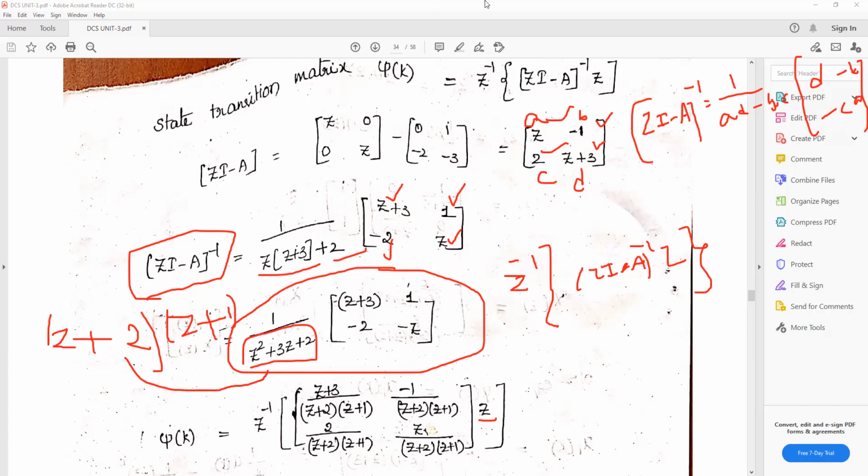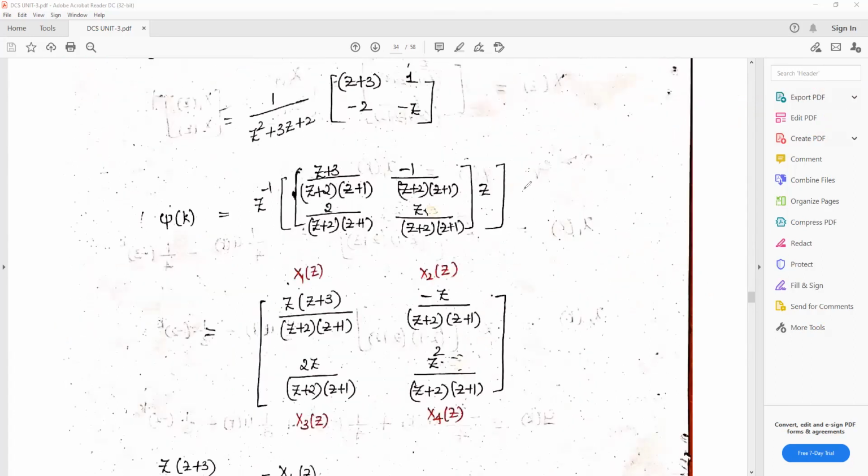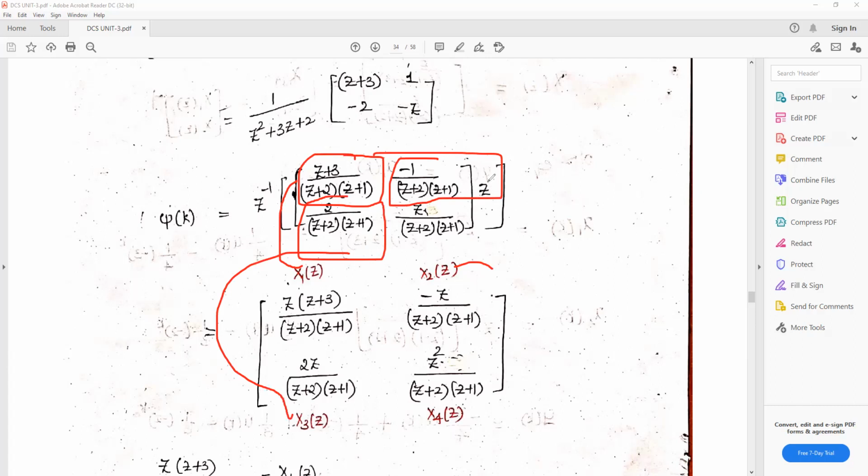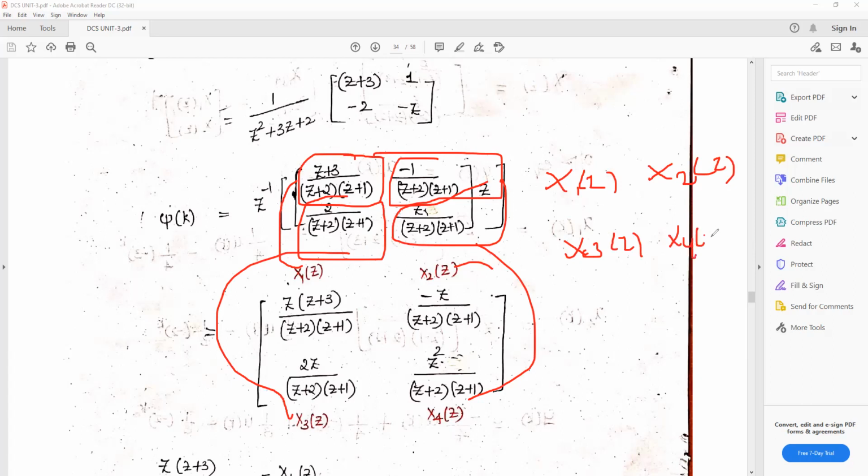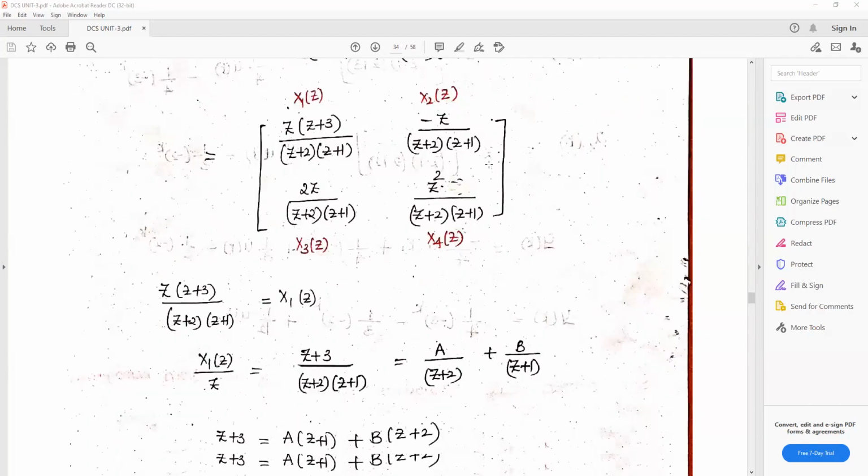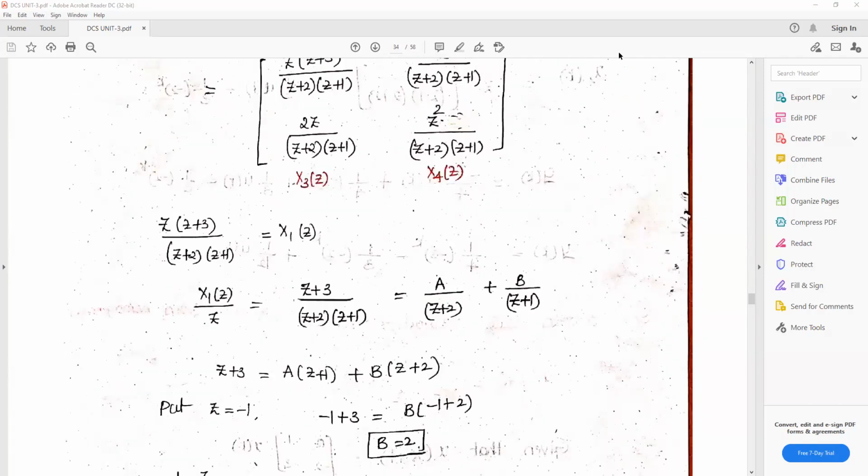Okay, so next, find these terms. The first term we assume is x1 of Z, the second term x2 of Z, the third term x3 of Z, and the fourth term x4 of Z. So first calculate x1 of Z, second x2 of Z, third x3 of Z, fourth x4 of Z. So calculate all the state variables.